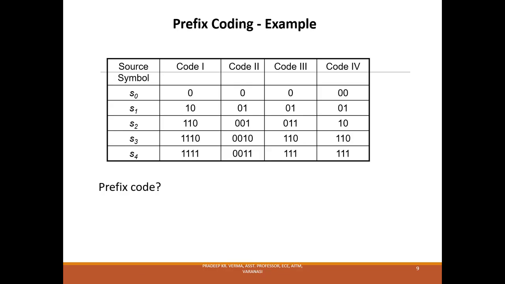So we have an example for the students to look at this table and verify, analyze which of these codes are prefix codes and which of these are not. By looking at these codes, we can say that code 1 and code 4 are prefix codes and code 2 and code 3 are not.